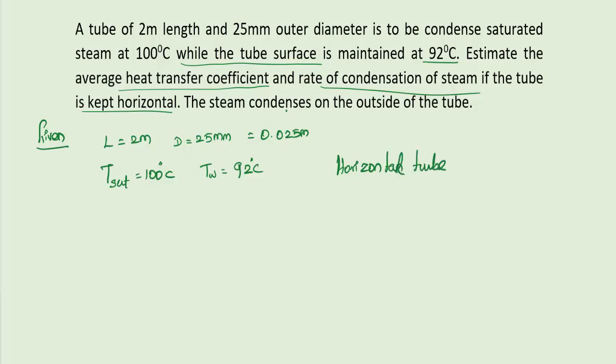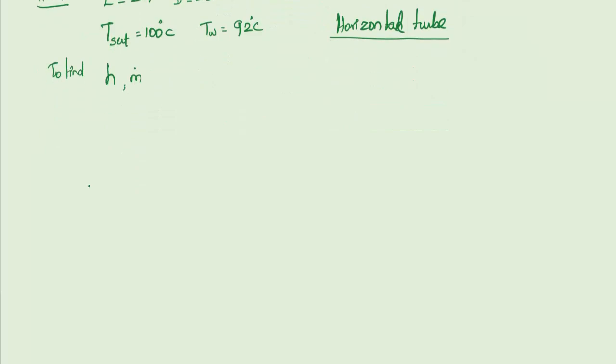The steam condenses on the outside of the tube. So you are taking a horizontal tube, and to find, the first one is the heat transfer coefficient H value, the second one is the rate of condensation, m dot value. These two values have to be found out. So as usual, the first step, take the properties of steam.